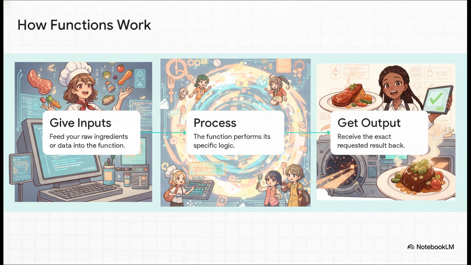The mechanics of it are completely linear. First, you give it the inputs, the raw data. Second, the function processes that data using its specific internal logic. And third, you get your output. It basically takes a really complex operation and turns it into a perfectly predictable, reliable exchange. Data goes in, and exactly what you need comes out on the other side.